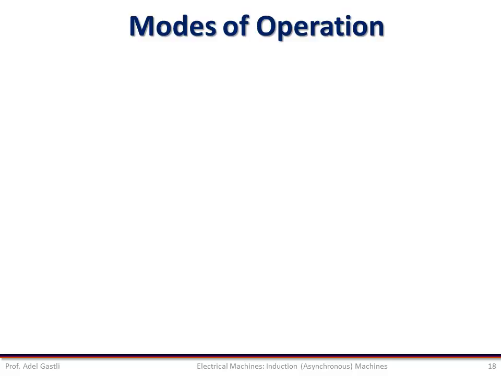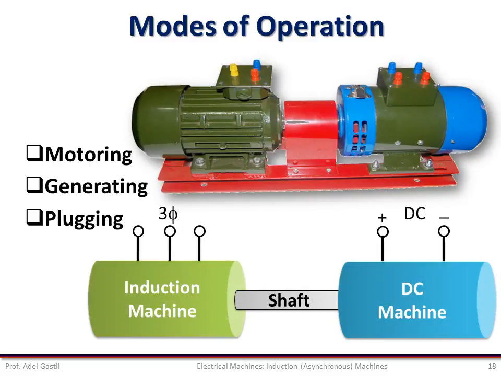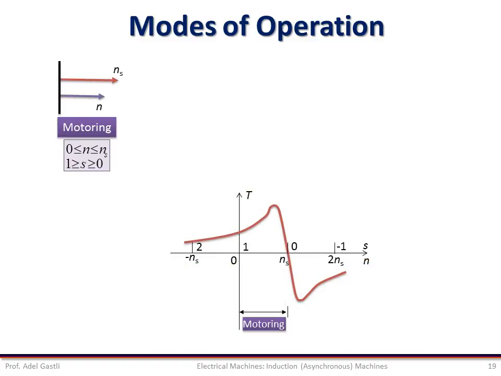Now, let us analyze the different modes of operation of the induction machine. The induction machine can be operated in three different modes: motoring, generating, and plugging modes. To illustrate these three modes of operation, we will consider an induction machine mechanically coupled to a DC machine through a shaft as shown in this figure. These two machines combination will allow us to operate the induction machine in these three modes of operation. During the motoring operation, the synchronous speed of the induction motor is higher than the speed of the shaft, which gives a positive slip ranging between 0 and 1.